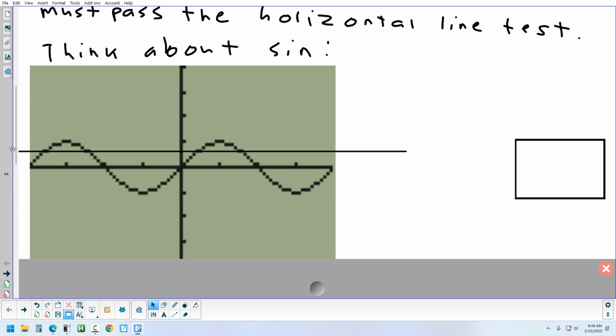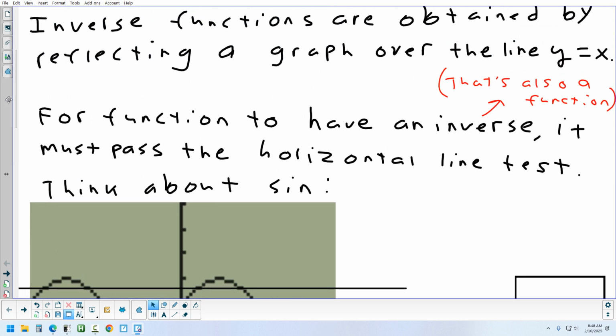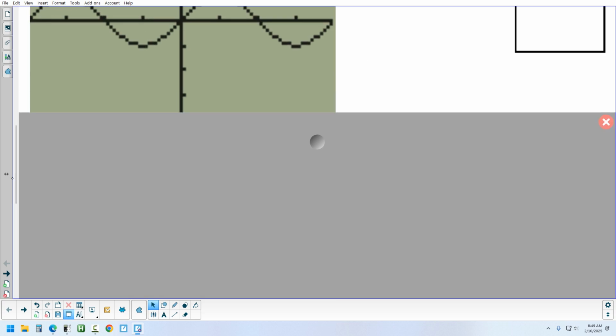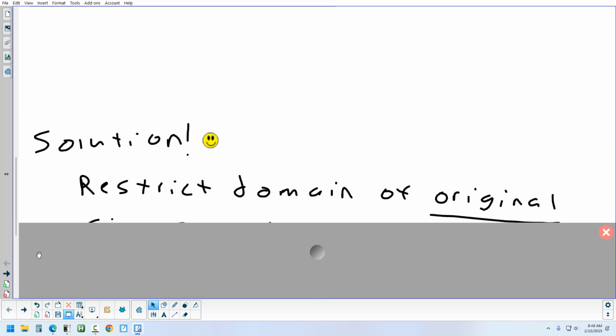Got a simple cycle? Yeah, we could find a section that passes, right? So if we can find a section of this graph that does pass the horizontal line test, then we can use that section alone to make the inverse. And that's okay. So maybe the entire graph we can't find an inverse for, but one section of it we could. So the solution to that problem is we're going to restrict the domain of the original function.